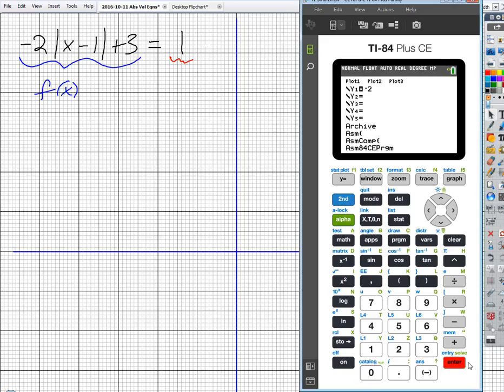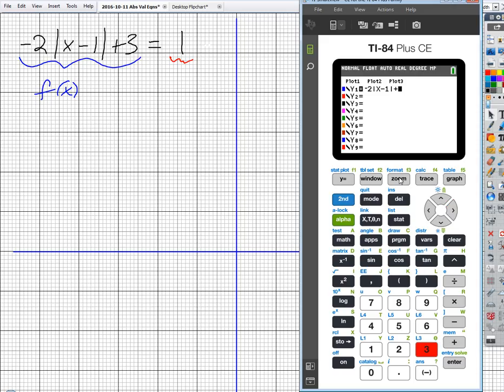Either way I do it, I'm going to get that though, right? It's going to look like -2, and it opens up absolute value bars. And so I'll just put the x minus 1 in the middle. How do I get out of the absolute value bars? Hit the right arrow, and then I add 3.